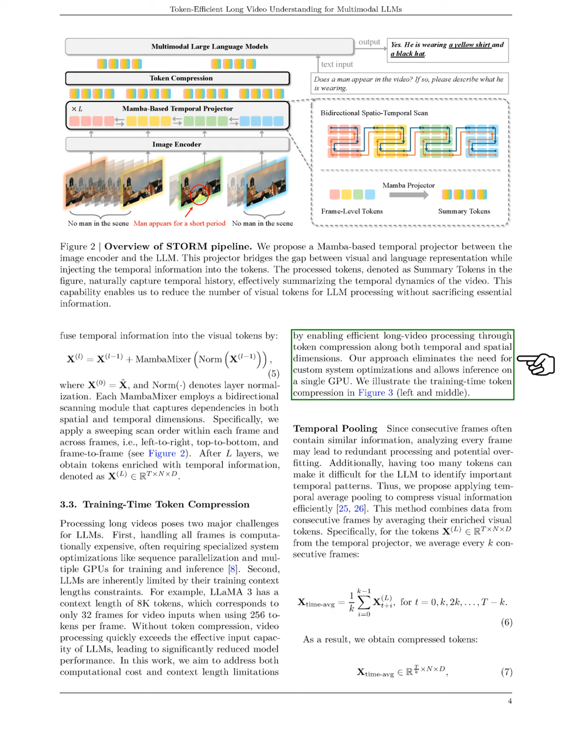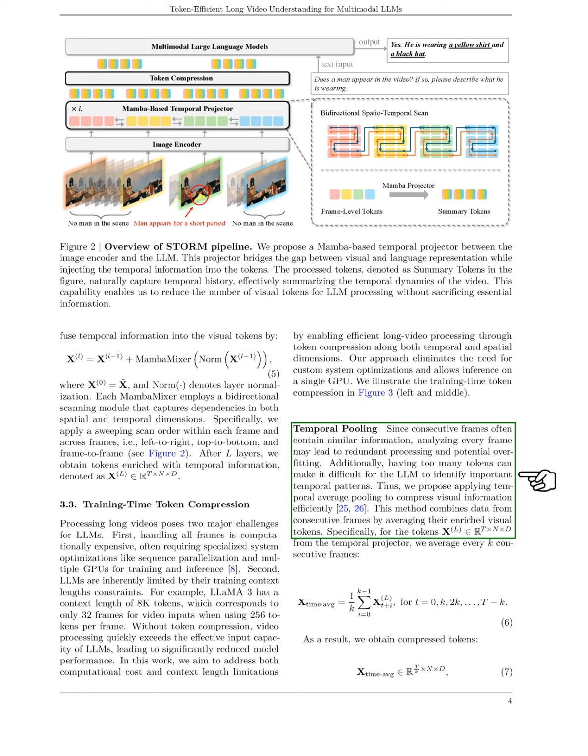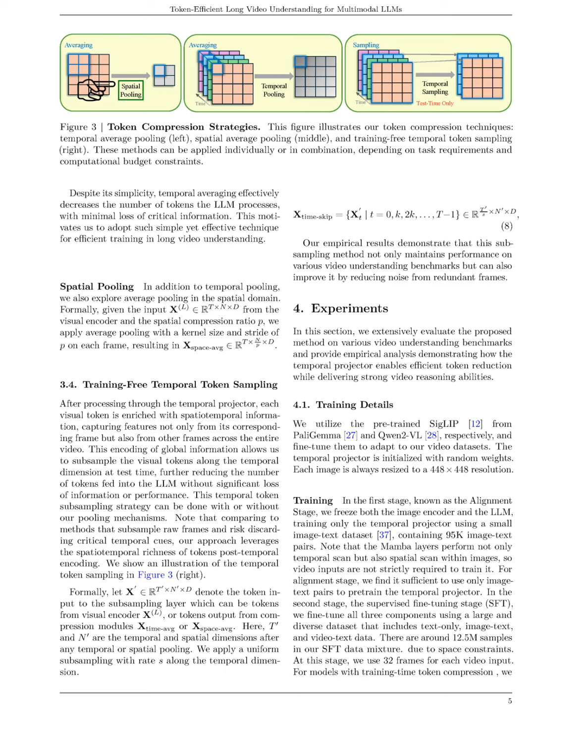Our goal is to address both the computational cost and context length limitations by enabling efficient long video processing through token compression in both temporal and spatial dimensions. This approach eliminates the need for specialized system optimizations and allows for inference on a single GPU. To efficiently compress visual information, we propose using temporal average pooling, which combines data from consecutive frames by averaging their enriched visual tokens. Specifically, we average every set of consecutive frames to obtain compressed tokens. This simple yet effective technique significantly reduces the number of tokens processed by the LLM while preserving essential information, making it a valuable method for efficient training in long video understanding.